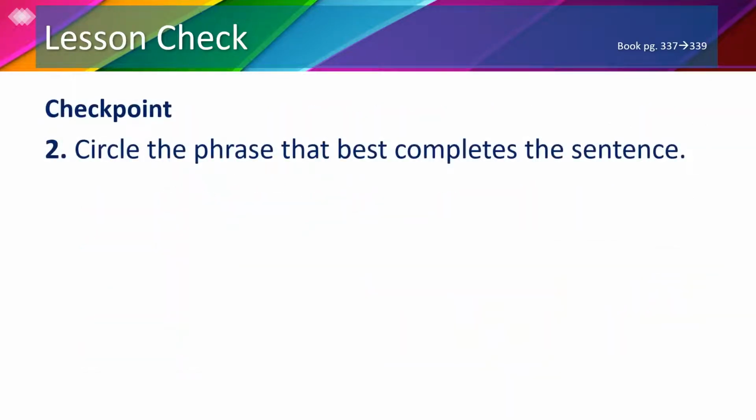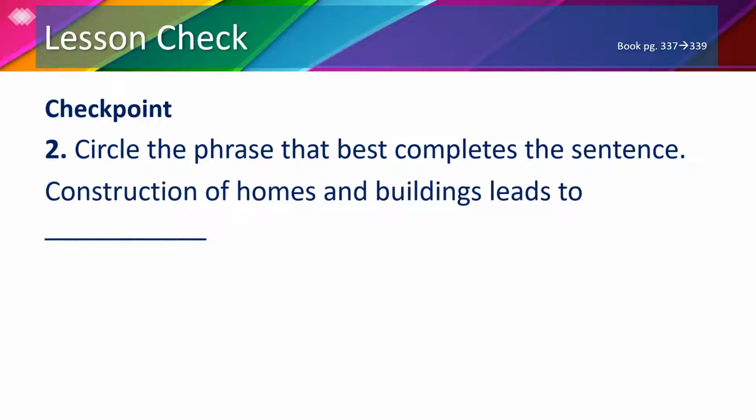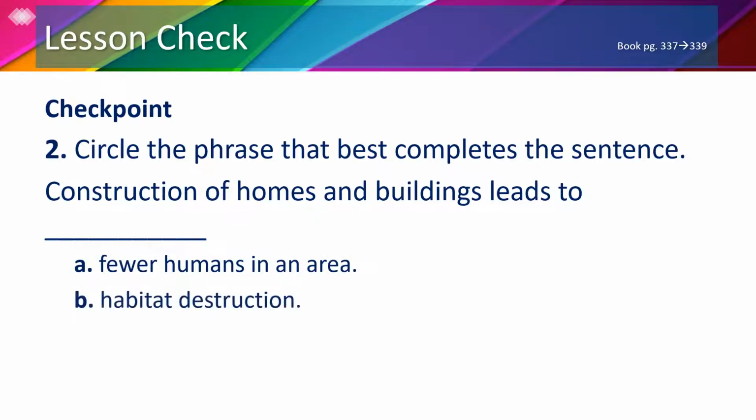For number 2, circle the phrase that best completes the sentence. Construction of homes and buildings leads to A. Fewer humans in an area, B. Habitat destruction, or C. More food sources. As we said in this lesson, when humans build constructions, they are affecting the habitats of certain living things. So the answer is B.